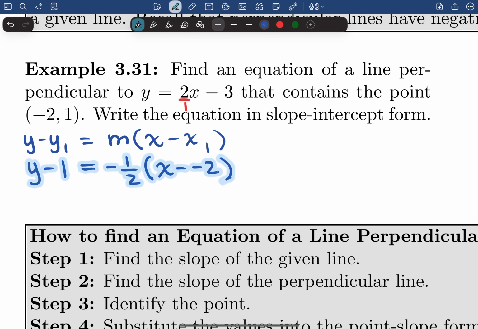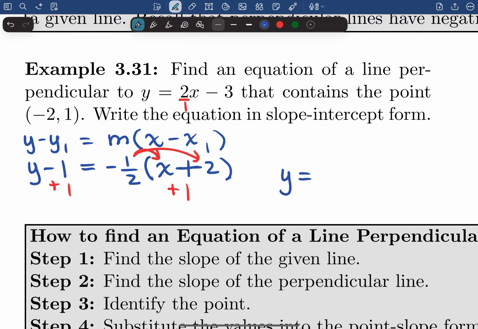And now, yep, you got it. I have a double negative, so I'll turn that into a big plus. And I need to convert this now into slope-intercept form. I'm going to distribute the slope, and I'm going to add 1 from the left side to the right side. And I'll clean it all up.